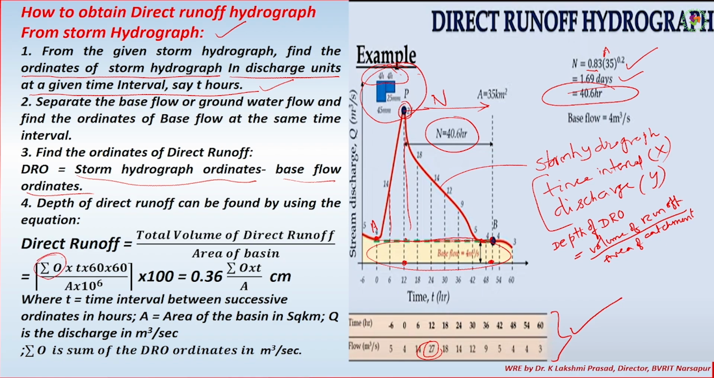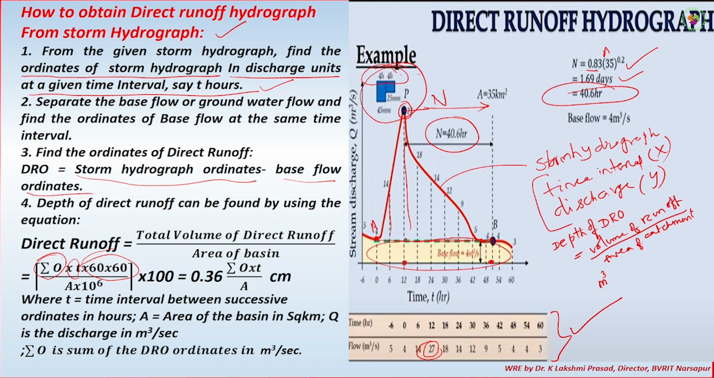And what is the unit of those ordinates? The ordinates' unit is meter cube per second. Whereas on the x-axis there is time, in hours. So this time interval T I have taken. I have to find out only volume. Volume is nothing but the area, so I find it as sigma of the ordinates into the time interval. Time interval is in hours. The 60 into 60 is converting hours to minutes, minutes to seconds.